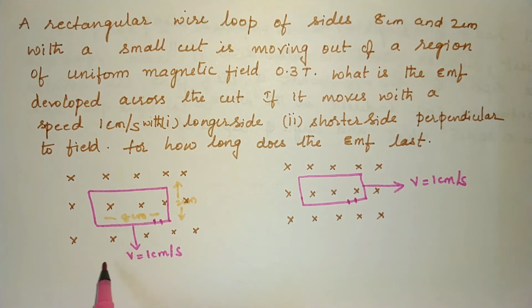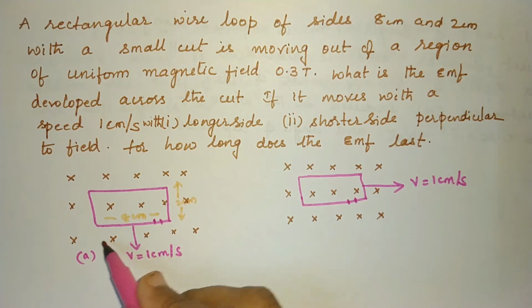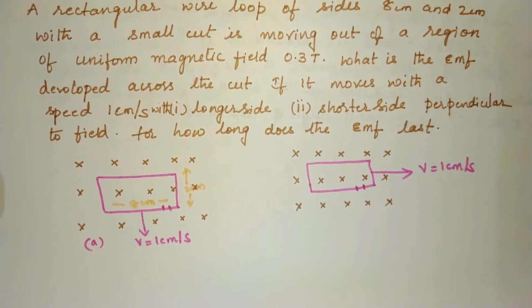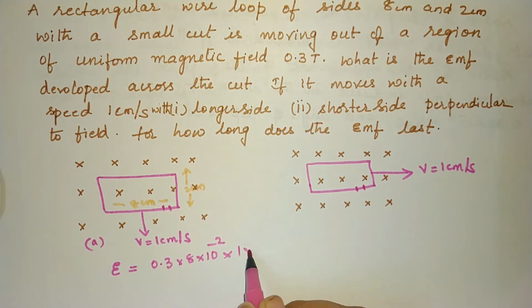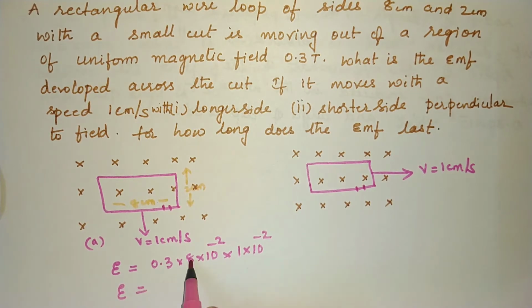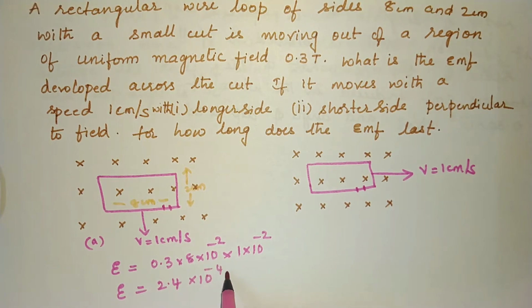And now coming to the first case. If I take this as A bit, since the conductor is moving perpendicular to the length of the conductor, I'll use the formula for motional EMF. We know the motional EMF developed is B into L into V. Magnetic field is 0.3. 8 centimeter will be the length of the conductor, into speed, which is given as 1 centimeter per second, so 1 into 10 power minus 2. So calculate the induced EMF: 0.3 into 8 into 10 power minus 2 into 1 into 10 power minus 2 is 2.4 into 10 to the power minus 4 volts. So this is your induced EMF.